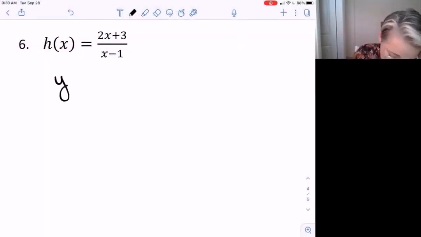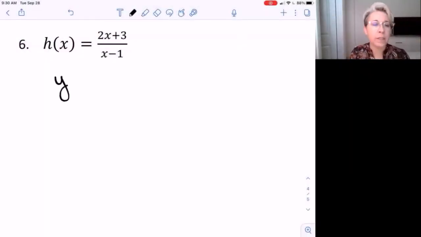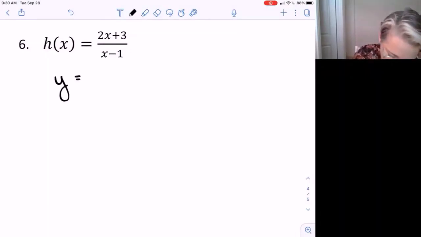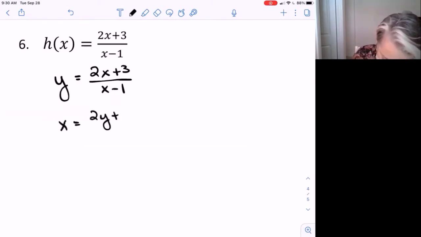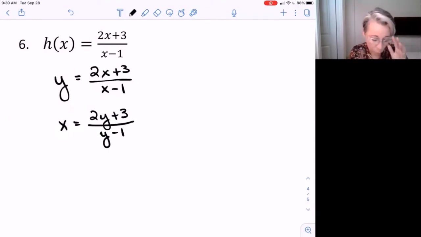So for this one, again, we have h of x equals 2x plus 3 over x minus 1. Again, we're going to replace the h of x with a y. And then switch all the y's to x's and all of the x's to y's. So that gives us x equals the quantity 2y plus 3 over the quantity y minus 1. So we still need to solve for y, but this is where it can get tricky for some people.